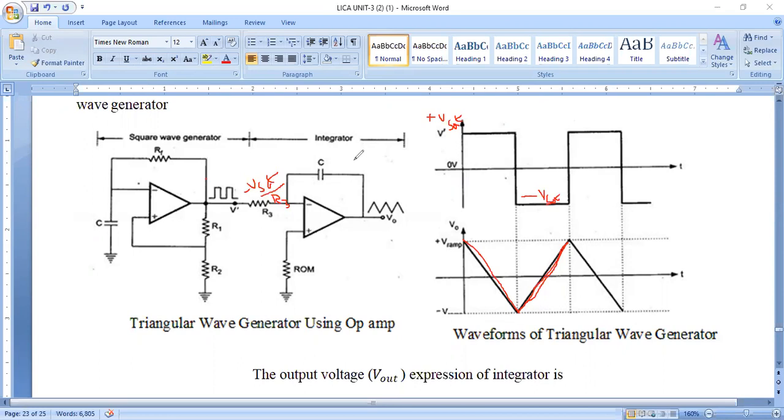So the triangular wave is obtained by integrating the square wave. This is the analysis with respect to triangular wave generation. The triangular wave is constructed with the help of a square wave generator, or a comparator.